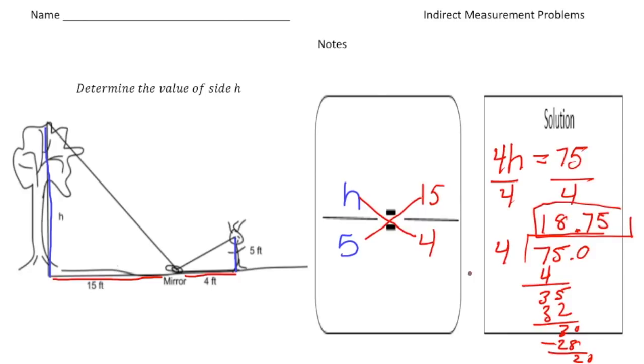So again, this is an example of something called an indirect measurement problem, where you use proportions to figure out the distance of something like the height of this tree. So pause the video and try the Your Turn Now problems, and when you're done, hit play. You can see how you did. Good luck.